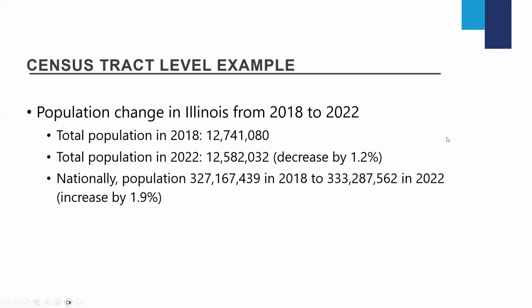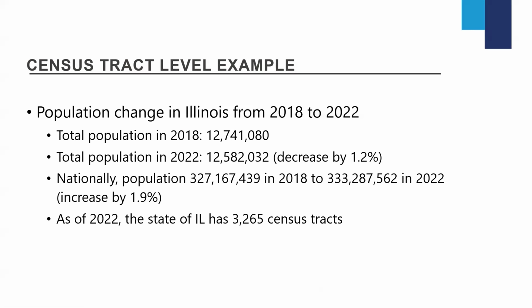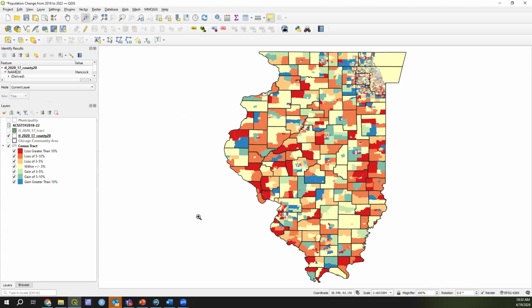In terms of census tracts, we have statewide about 3,265 as of year 2022. And this is what it looks like. In this particular map, it's looking at the change in population from 2018 to 2022. All those census tracts that are yellow mean their population change was minimal, so plus or minus 3%.